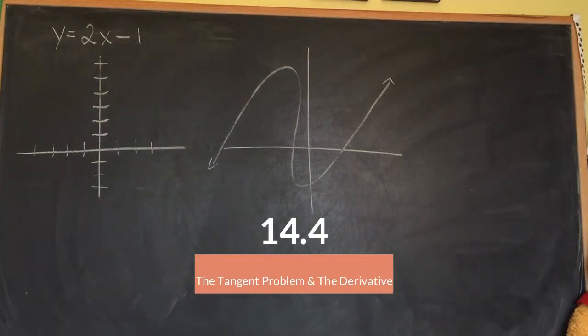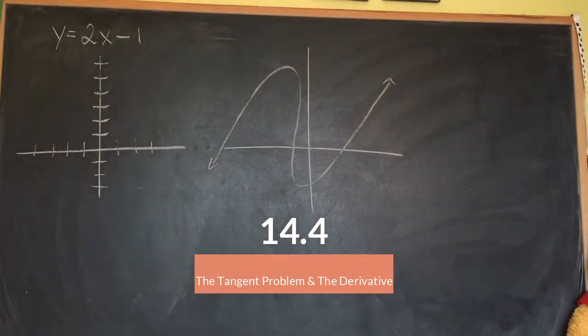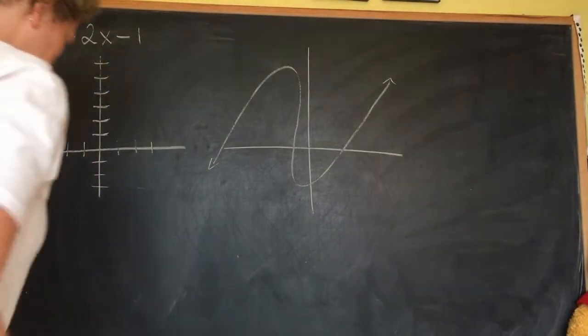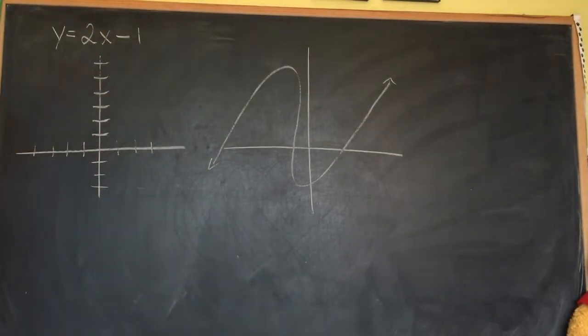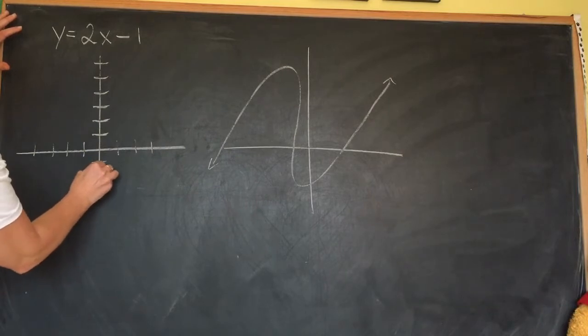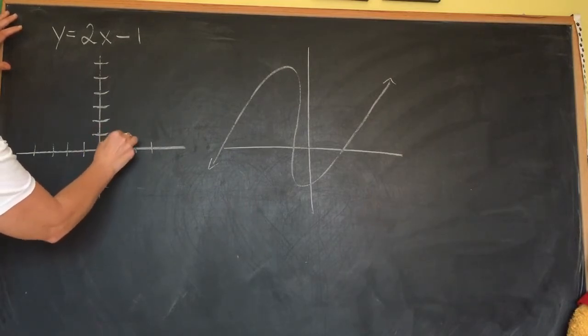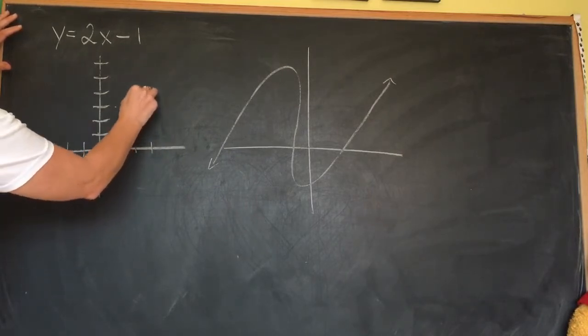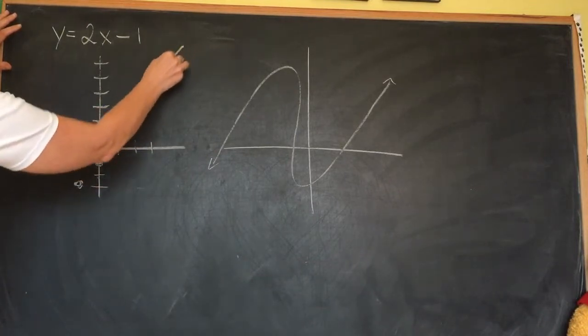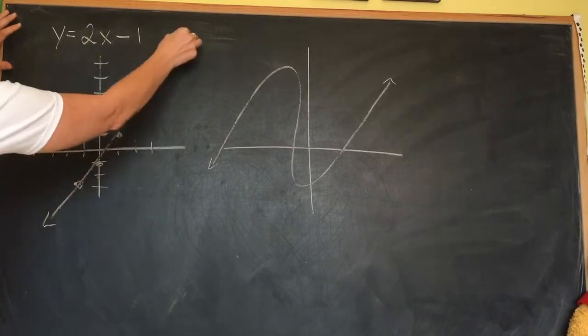All right, hi everybody. Today we're going to be looking at 14.4, which is the tangent problem and the derivative. So we're going to start out first by looking at this first graph that you would do back in algebra, like the good old days of middle school, y equals 2x minus 1. If I was going to graph this, right, we've got a y-intercept at -1 and a slope of 2. And I have this nice linear function.